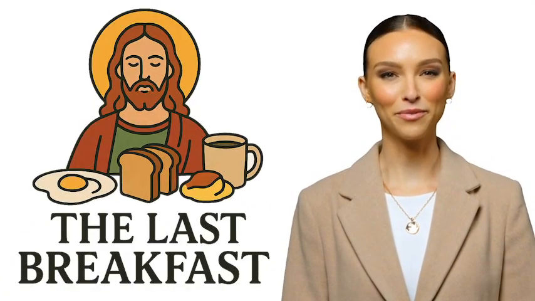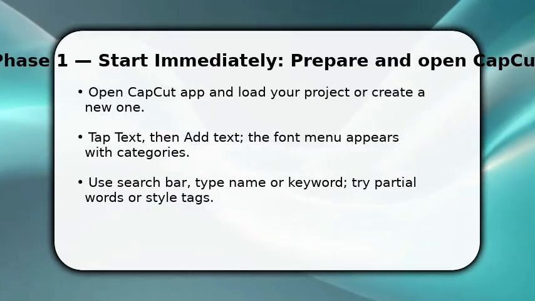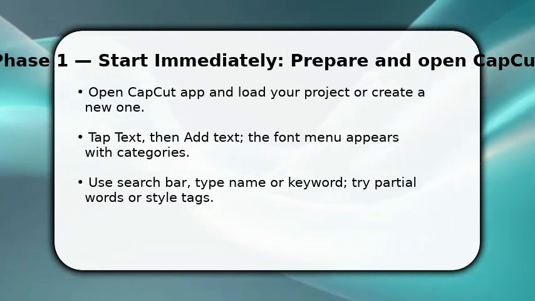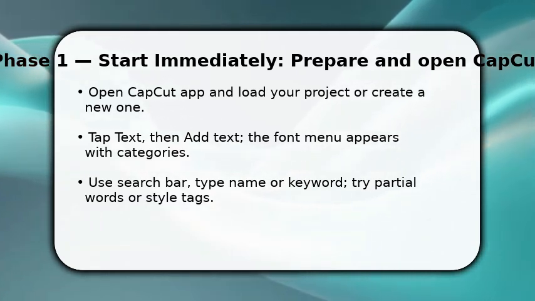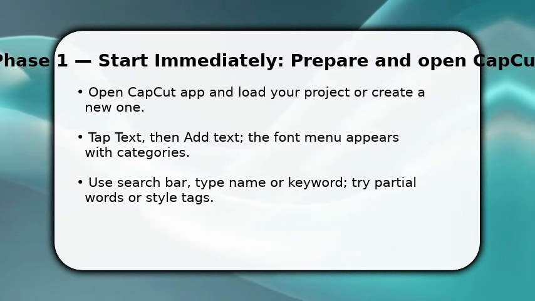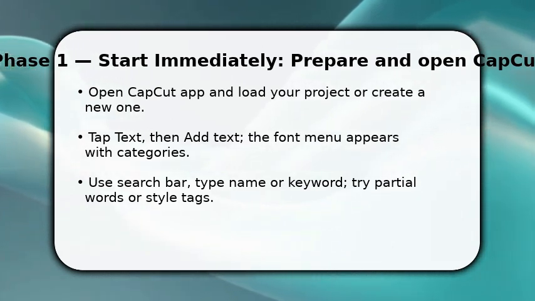Please enjoy the video. You start by opening Capcut and loading the clip where text will appear. This saves time. Once the project is ready, tap Text, choose Add Text, and watch the font panel load.